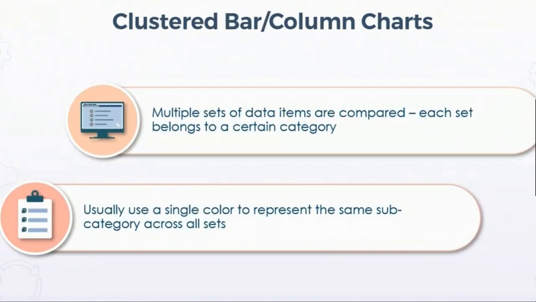Now we are moving to clustered bar or column charts. When we need to compare multiple sets of data items, where each set belongs to a certain category, we go to a clustered bar, and usually use a single color to represent the same subcategory across all sets. If there are sales of a particular company like Airtel and we are selling four different products, then by using a clustered bar we can easily show that, and we can use a different color for each subcategory.